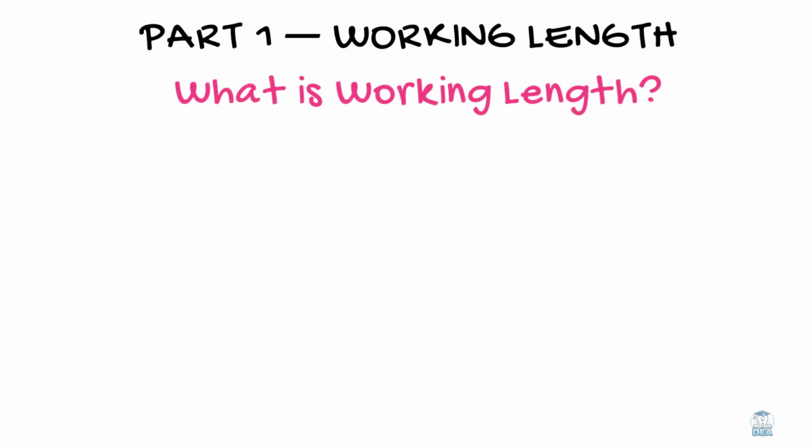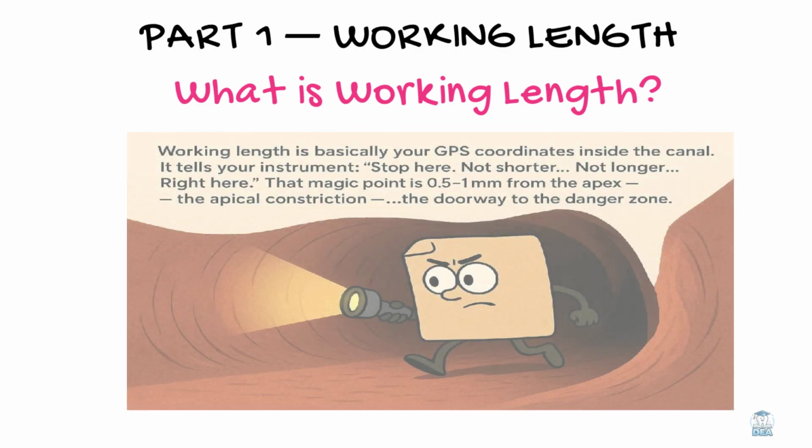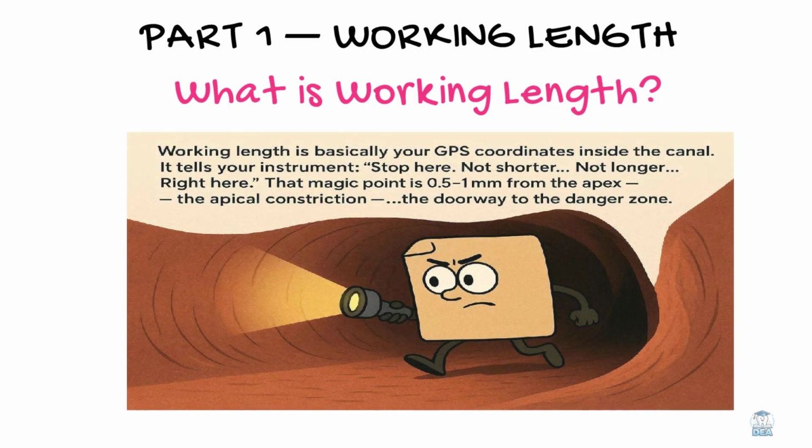So what exactly is working length? Imagine you're an explorer walking inside a narrow tunnel. You have a flashlight, a tiny file, and only one mission: reach the door of the apical constriction. Not go through it, not stop way before it, but stop right at it, about 0.5 to 1 millimeter short of the apex. That's your golden zone.